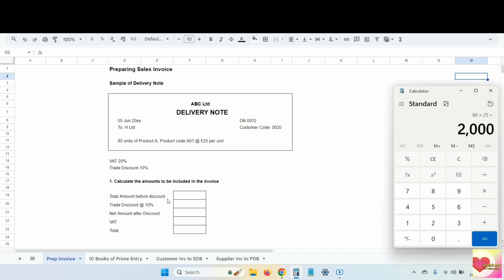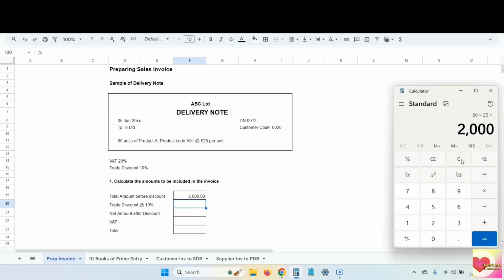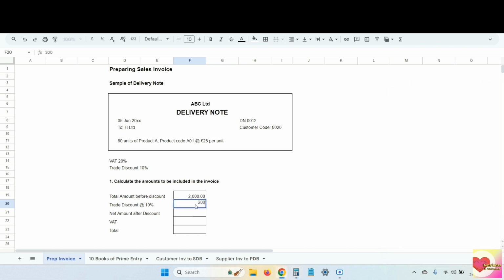$2,000 is our total amount before discount. Next is the trade discount at 10%. So let's get the 10% of 2,000. So 2,000 times 10% or 0.10 equals 200. 200 is our trade discount.